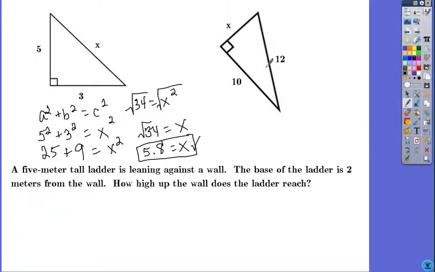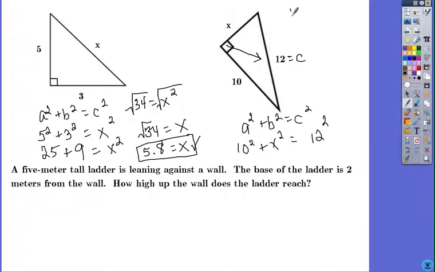Here we need to look and determine which sides we have. Here's my right angle. Notice I'm given the side directly across from the right angle. This is the hypotenuse. This is going to be C. So now I'm looking for one of the legs. If I have A squared plus B squared equals C squared, let's say 10 is A, so 10 squared. X is going to be B, so I have x squared. And then C squared is 12 squared.